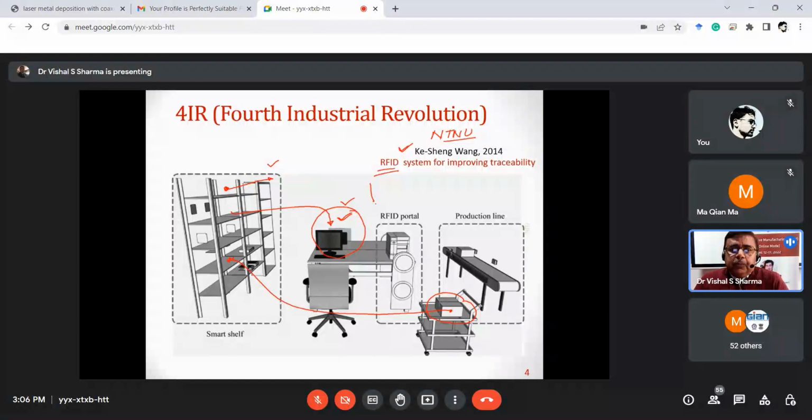He also implemented this entire setup in a production environment. The product having an RFID tag, when it is moving on the production shop floor.